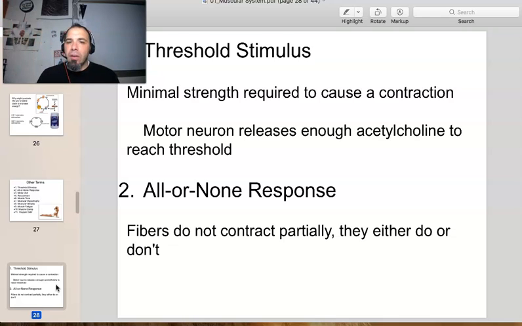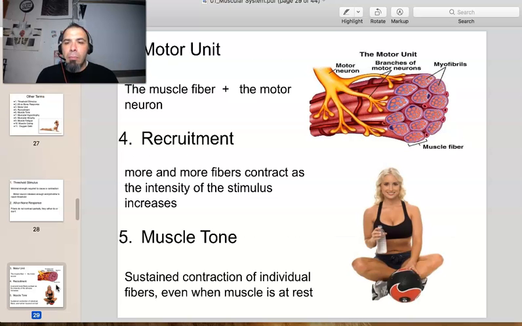And so how this occurs is that the motor neurons will release acetylcholine, and acetylcholine is the neurotransmitter. And then the all or none response is that either the muscles are going to contract or they're not. So that's how that goes. Motor unit, it's a muscle fiber and anything that is activated by a neuron. And so recruitment is the idea that more and more fibers contract as intensity of stimulus increases.